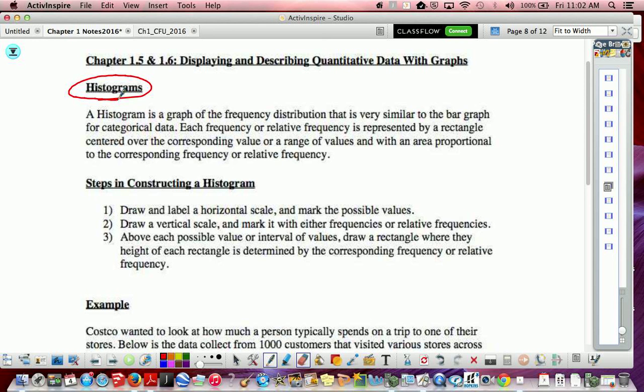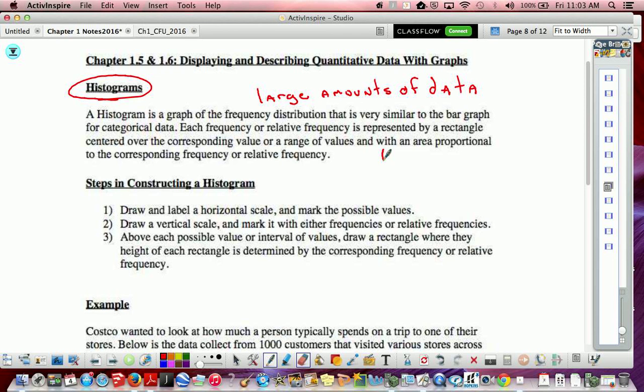So when you have large amounts of data, histograms are a great way to summarize it. Because instead of having a dot or a number representing each and every point, you're going to basically have these bins or intervals in which you're going to collect the data.